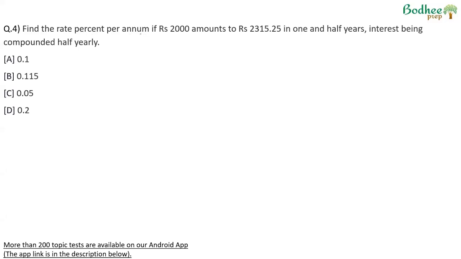Find the 8% per annum rate if rupees 2000 amounts to 2315 in 1.5 year, interest being compounded half yearly. So we can say amount 2315.25 is equal to principal into 1 plus r by 2 upon 100. 1.5 years, half year compounding, so 3 time periods. So this is what we are supposed to solve.